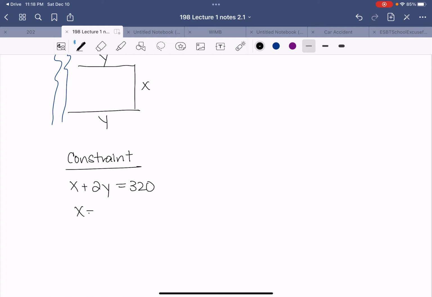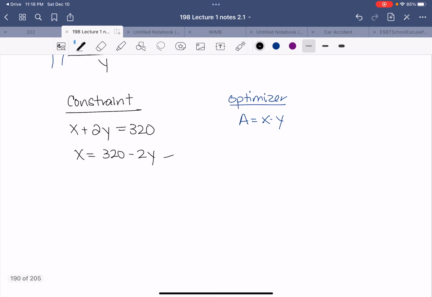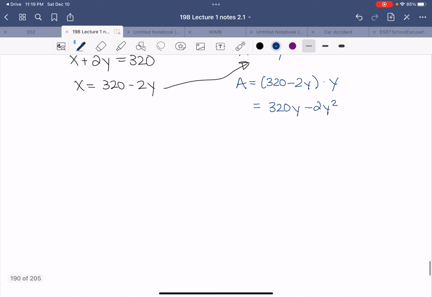And I'm going to go ahead and solve that for x, because we know we're going to need that. And the optimizer, it says find the maximum area. So the area here is just x times y. And then we're going to go ahead and take our x over and plug that in. And that's going to give me that the area is 320 minus 2y times y, or 320y minus 2y squared.